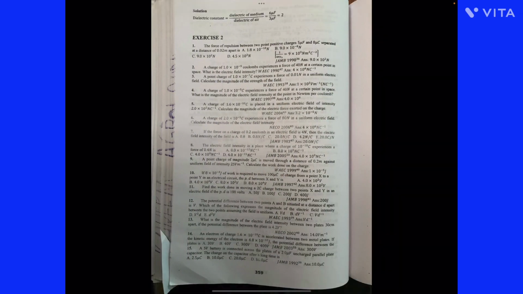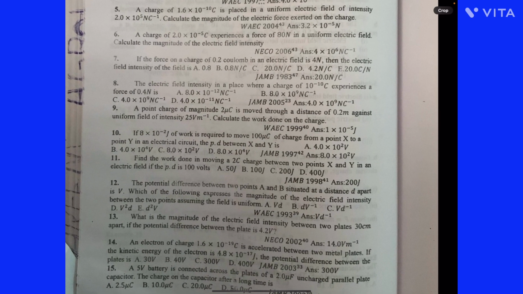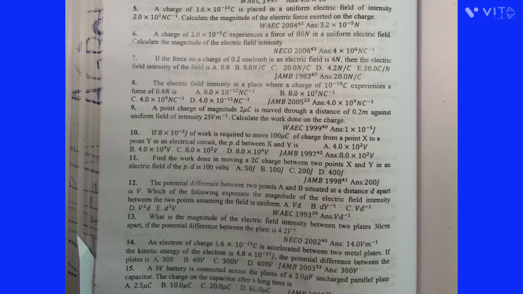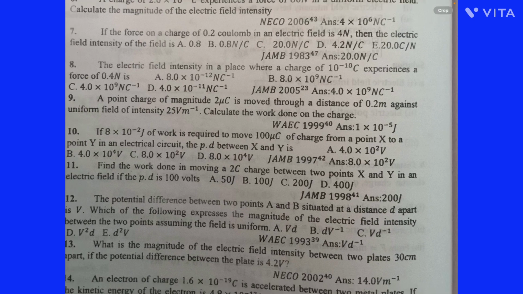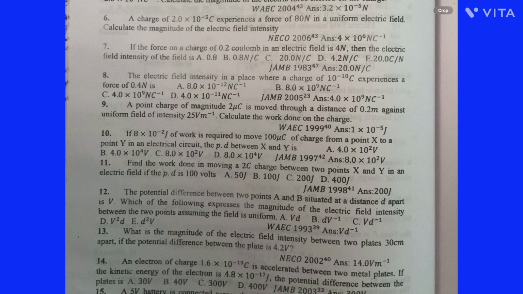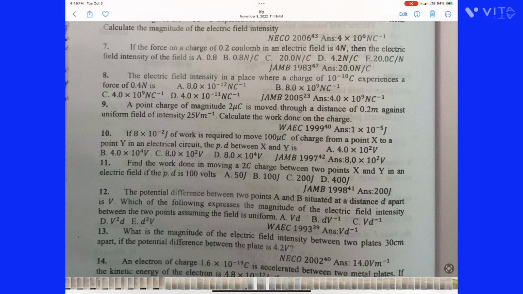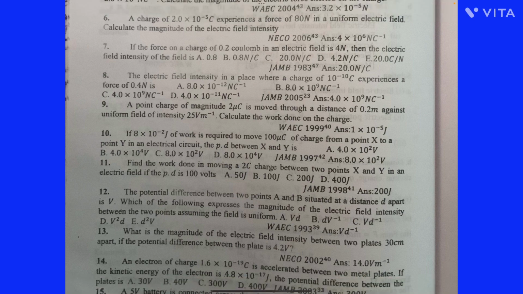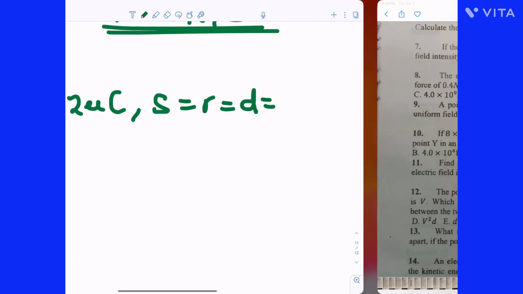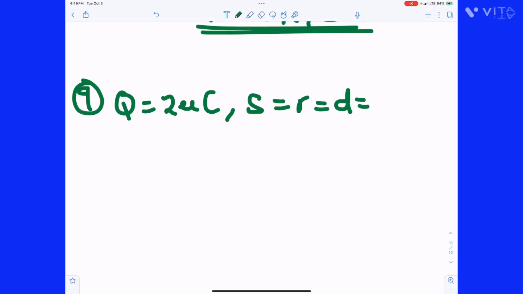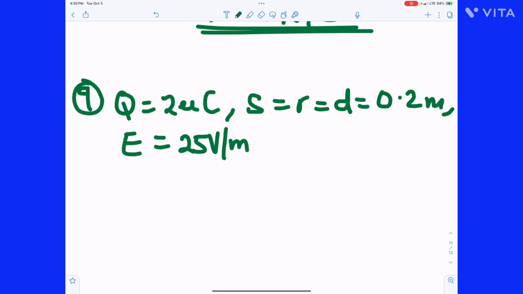A point charge of magnitude 2 microcoulomb is moved through a distance of 0.2 meters against a uniform field of intensity 25 volts per meter. The question says calculate the work done. So the distance is 0.2 meters, the electric field strength is 25 volts per meter, and we want the work done on the charge.